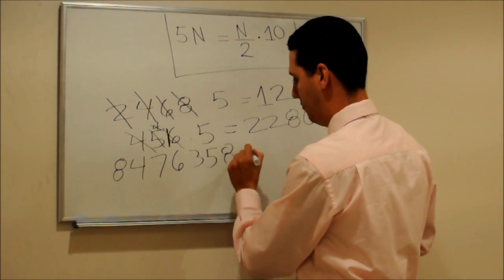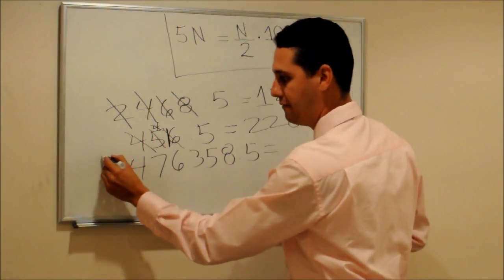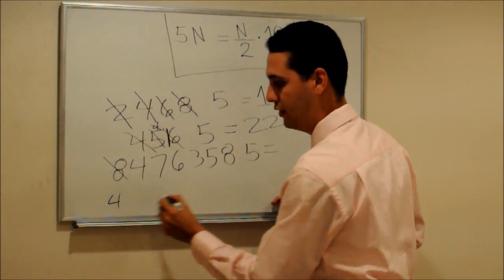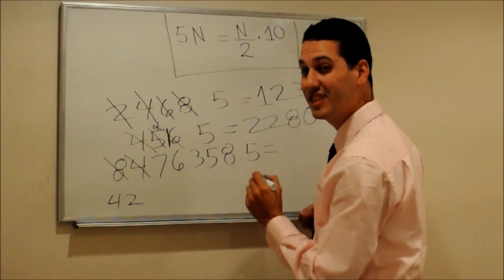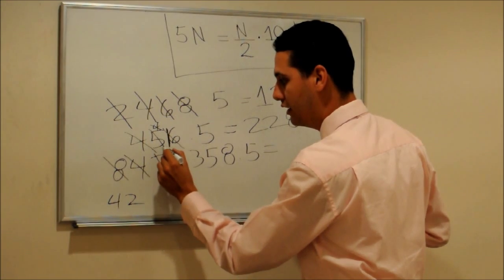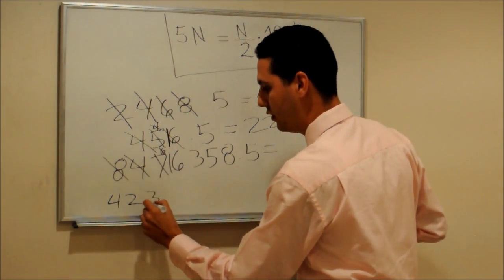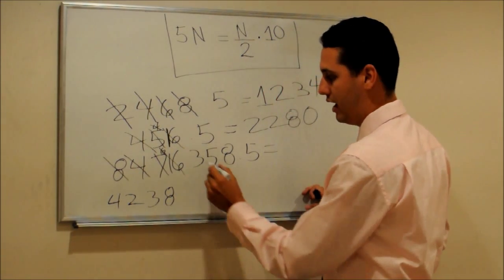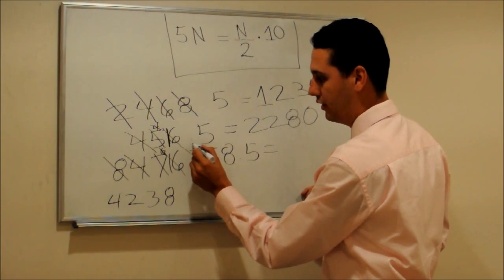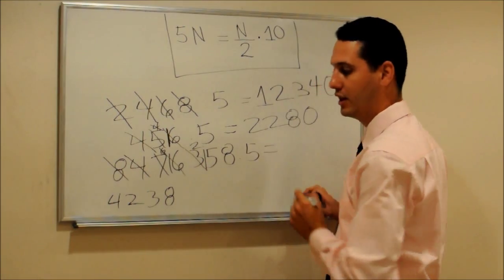8,476,358 times 5. Let's do it. Half of 8 is 4. Half of 4 is 2. Half of 7. 7 is an odd digit. So let's make 6 and 16. Half of 6, 3. Half of 16, 8. Half of 3, let's make this one even, is 2. And let's add 10 to the next one.